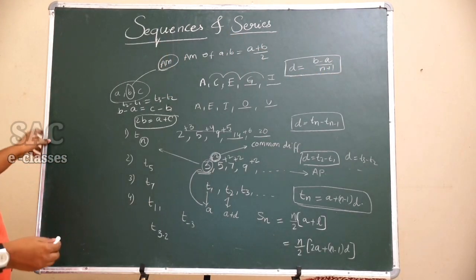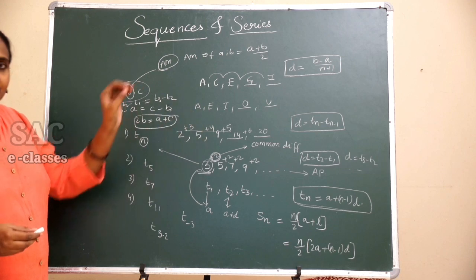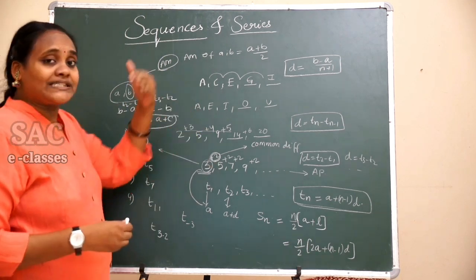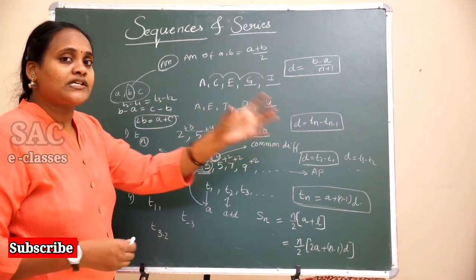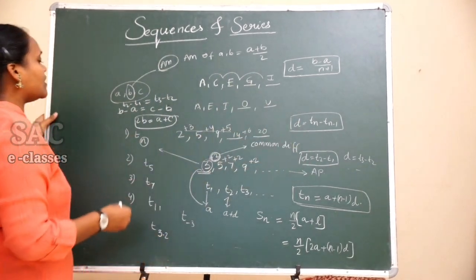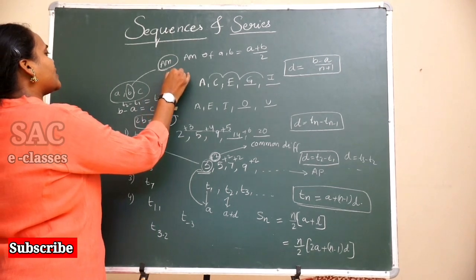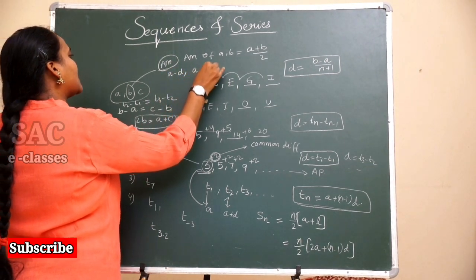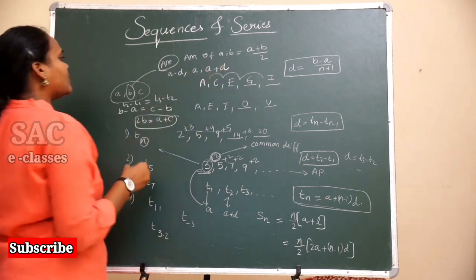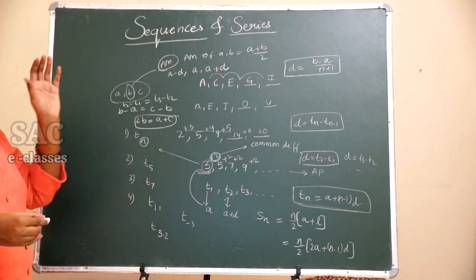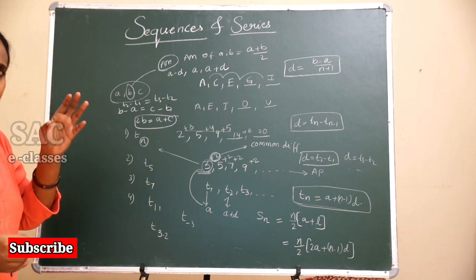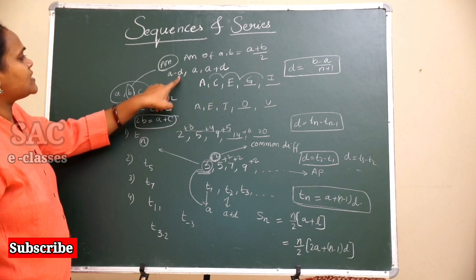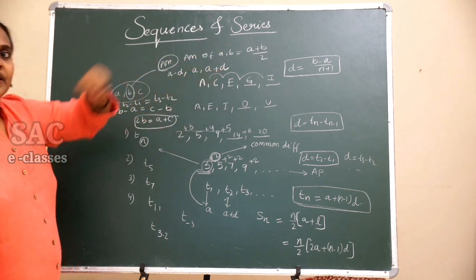Whenever the terms are in the AP, we are discussing the consecutive terms. Usually the three consecutive terms have the general form of a minus d, a, a plus d. Especially when we are talking about the sum of any three consecutive terms, we have to take the form a minus d, a, a plus d.